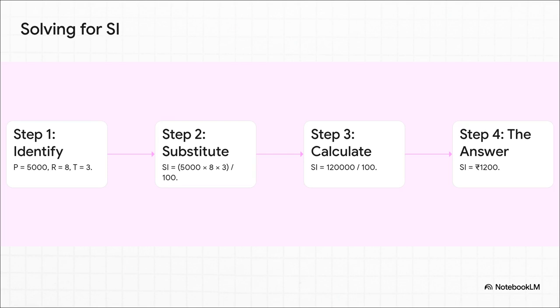We swap in 5,000 for P, 8 for R, and 3 for T. You multiply those together, you get 120,000. Then you just divide that by 100, and there's your answer. The simple interest is 1,200 rupees. That's all there is to it.